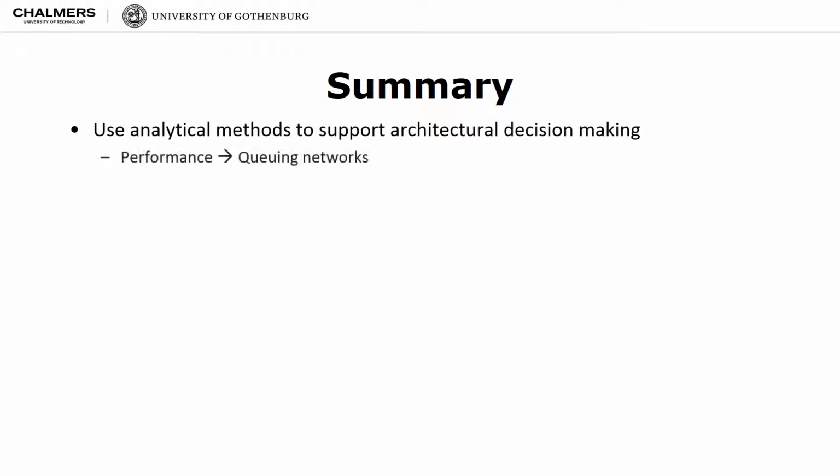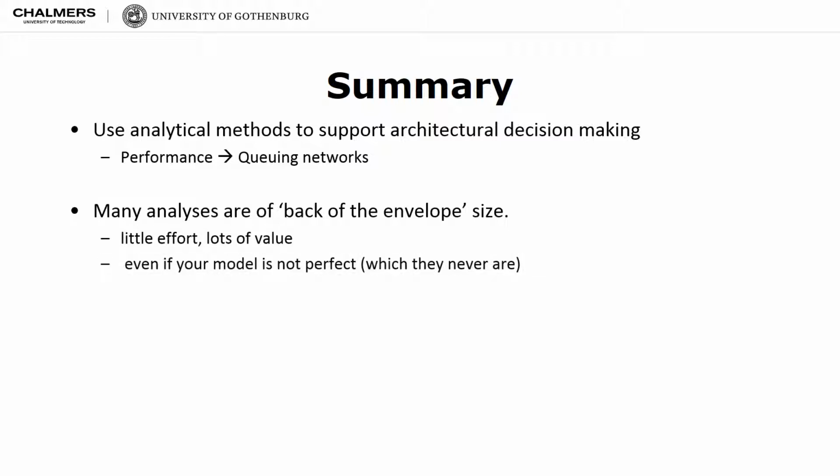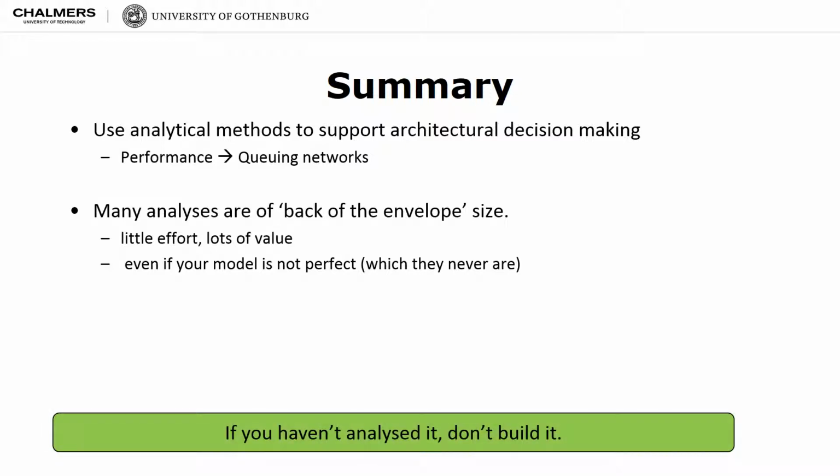Summary of this performance analysis. We recommend you use performance analysis methods to support architectural decision making. For performance, you could use queuing networks. There's actually lots of tools around that support this. The slides we have shown, the example methods, show that some of the analyses are really back of the envelope. You can achieve lots of value by doing a little bit of calculation, even if your model is not perfect, which they never are. So the bottom line is, if you haven't analyzed it, don't build it.